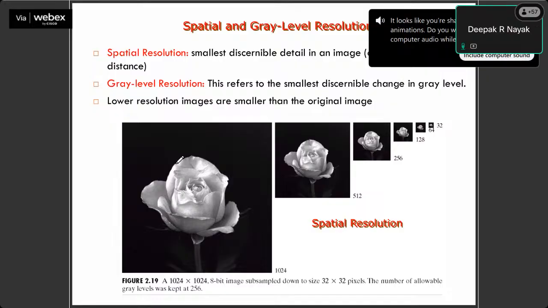Spatial resolution is nothing but the smallest discernible detail in an image. You can see over here there's an input image given to us having size 1024 by 1024. And now this image is downsampled to 512, 256, and so on. These are all square images, until 32 by 32. Now I will resize these images, 32, 64, 128, 256, and 512, to 1024. That means I will resize the image from 32 to 1024, and then I'll show you some of the effects.